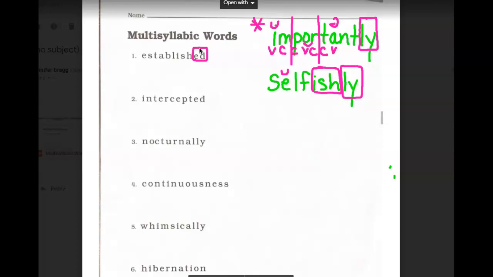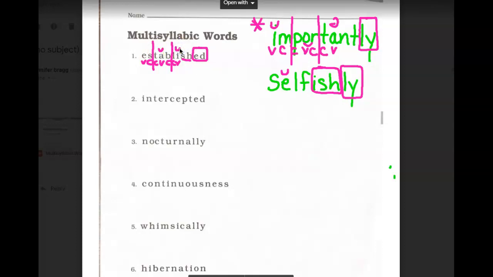Okay, so let's look at our pattern here. We have a vowel, we have a vowel, we have a vowel. So let's put our consonants in between, and this will help us know where to divide. First dividing between these two consonants. Then we're going to divide between these two consonants. We're going to underline our SH digraph. And we have established, short A, short I.